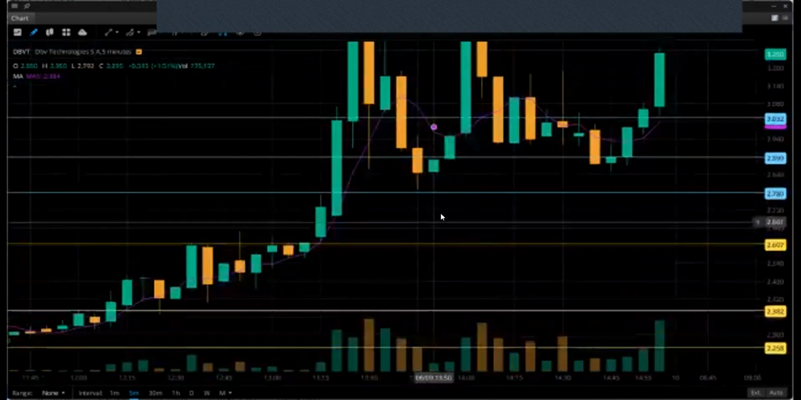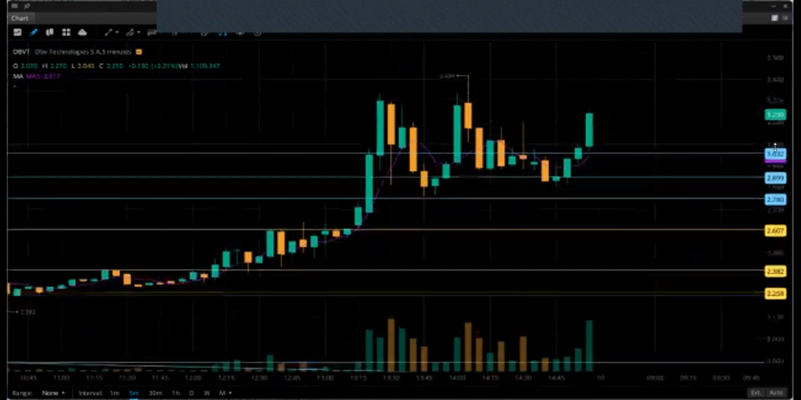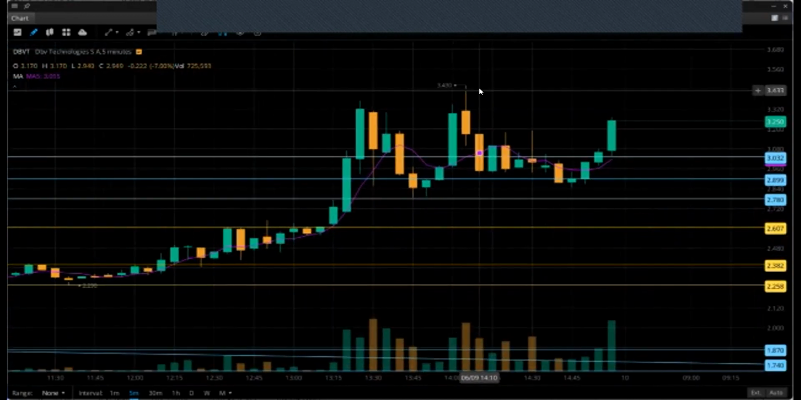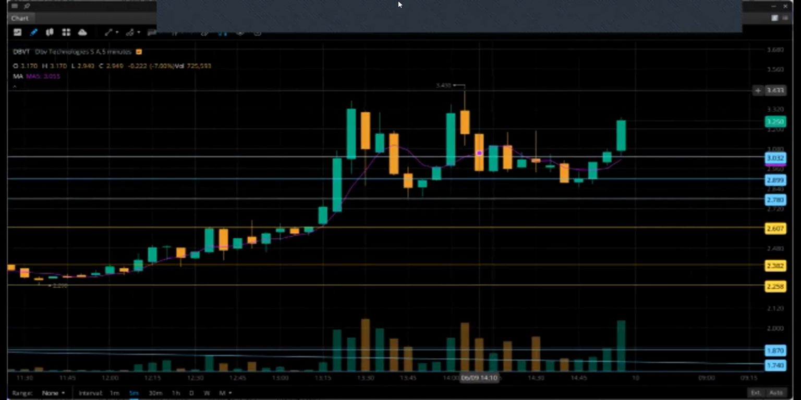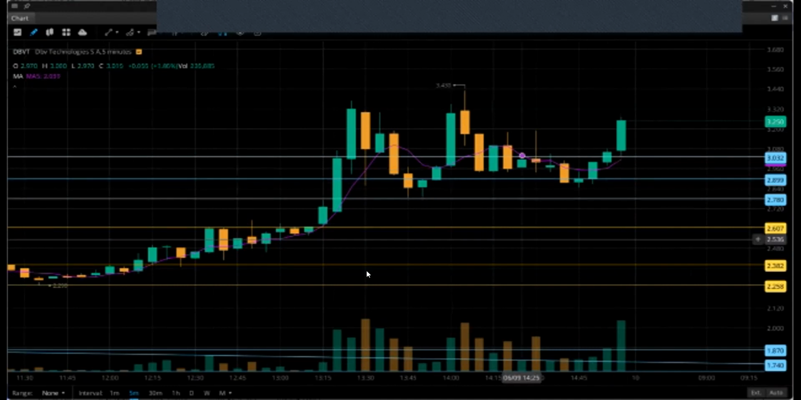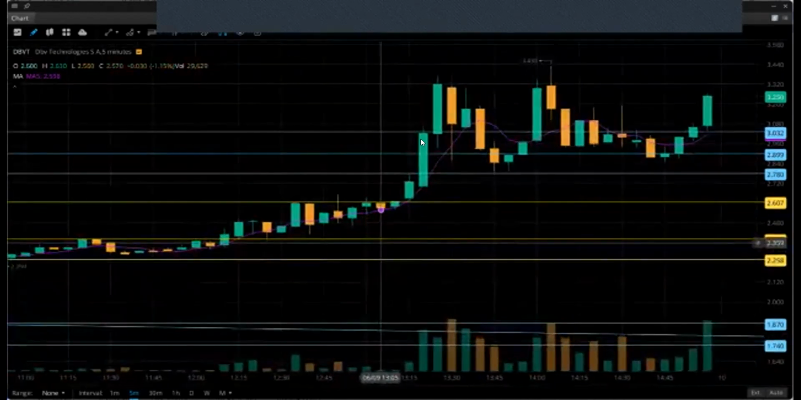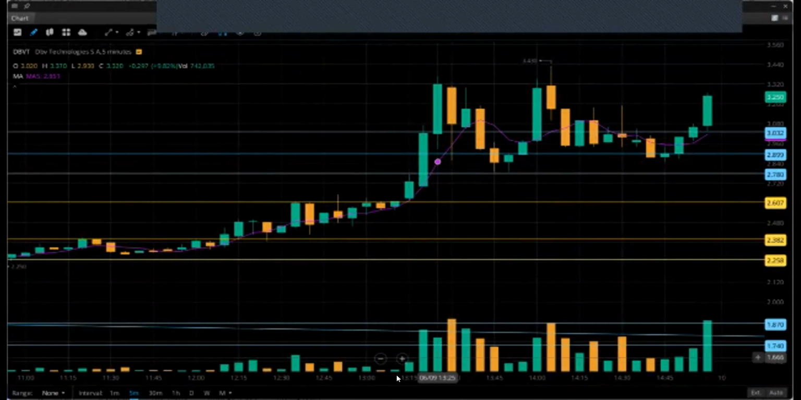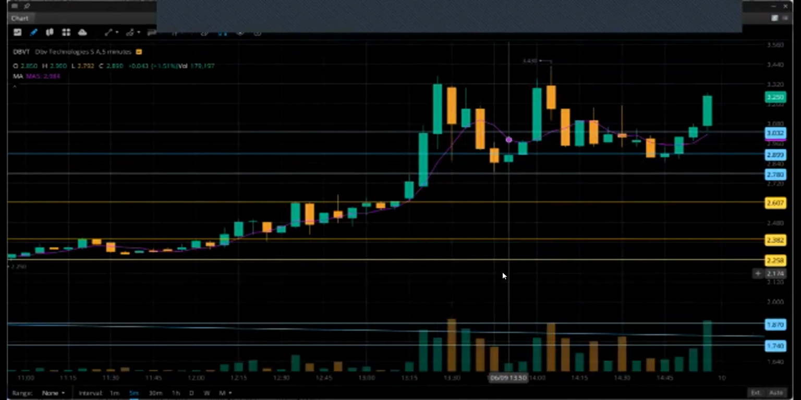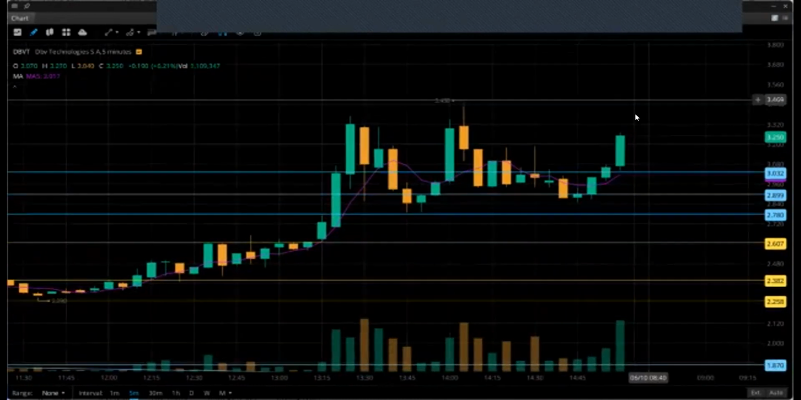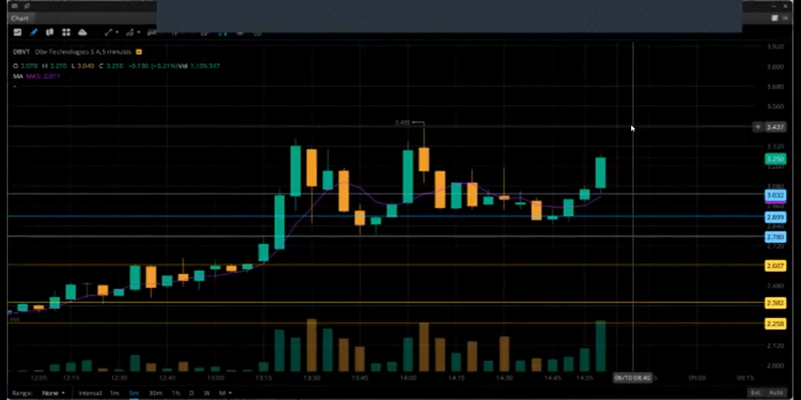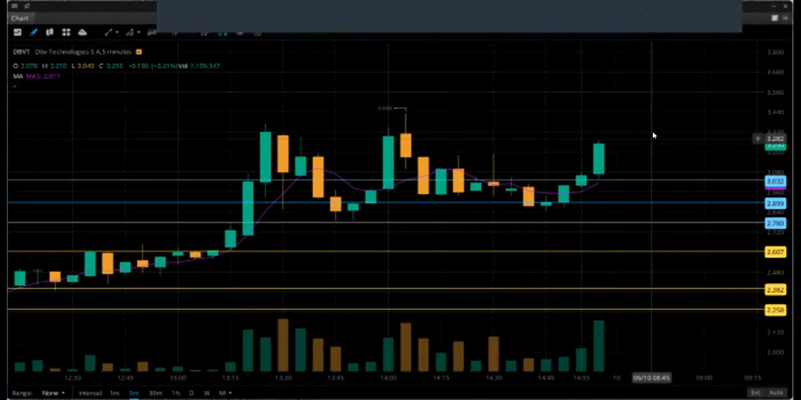Now, there was no way to know that this thing was going to continue to go from 2.60 to 3.43. That is a monster move. There was absolutely no way to know that. But the volume just really picked up. The reason why I got out in full there is because on the 1-minute chart, this volume is kind of dry. Every time I see the volume starting to die off on a momentum play, I'm out. I'm good. And I've been doing this a lot lately.